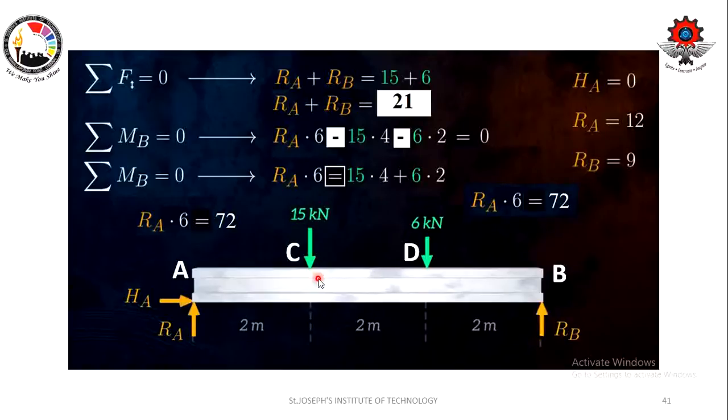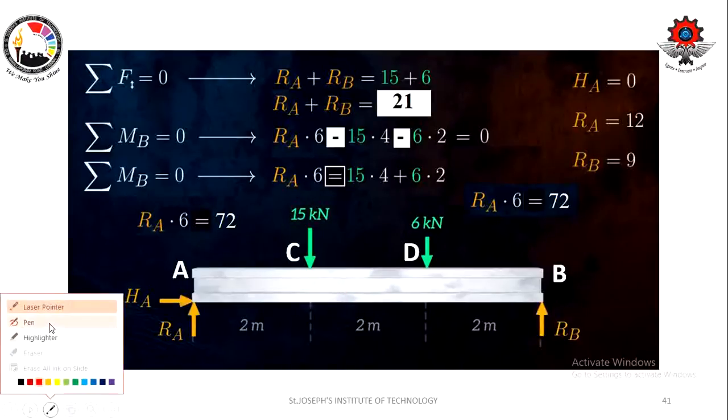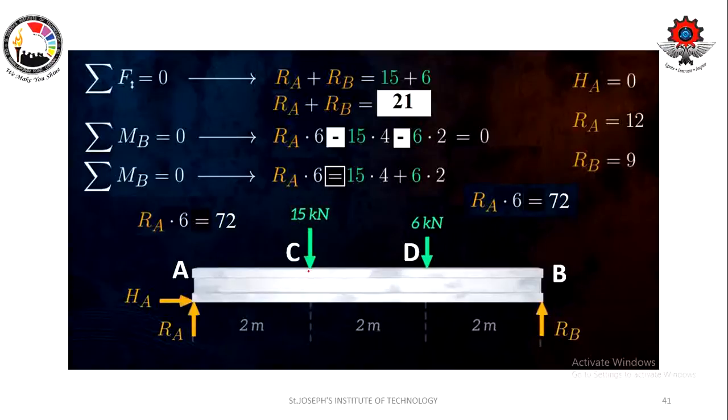Since this is making an anti-clockwise direction, it is negative, right? This 15 is going to take an anti-clockwise direction. This RA took a clockwise direction, right? So this 15 into 4, that is what we have written here. First one is RA into 6 minus 15 into 4.